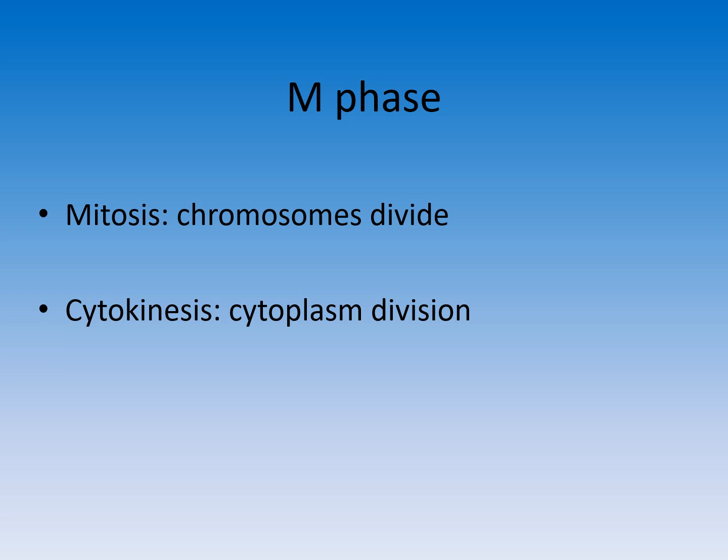And then the mitotic phase, which often is abbreviated just as the M phase, is also subdivided into two parts: mitosis, which is when the chromosomes divide, and then cytokinesis, which is when the cytoplasm will divide.